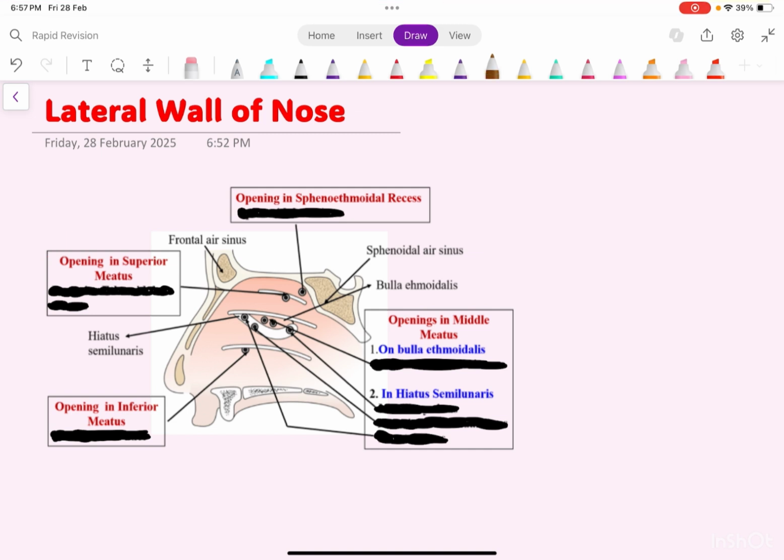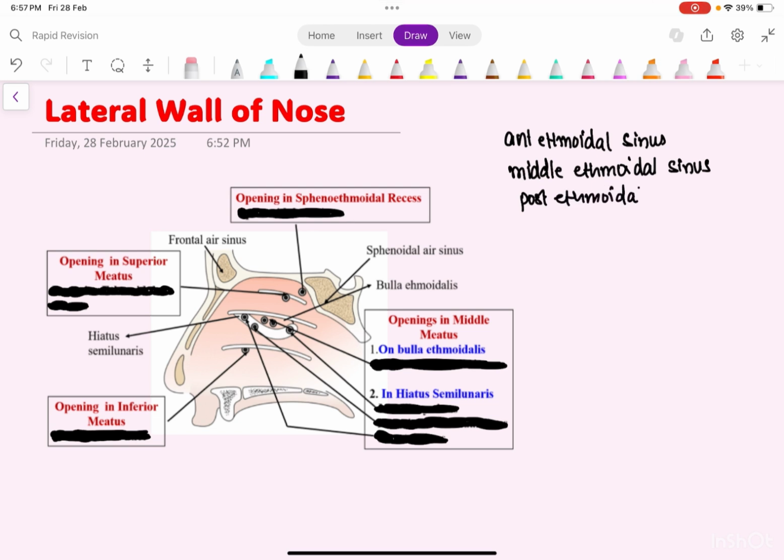First of all, we will talk about the openings. You should know the opening of the anterior ethmoidal sinus, then the opening of the middle ethmoidal sinus, then the opening of the posterior ethmoidal sinus, then the opening of the maxillary sinus, then the opening of the frontal sinus. Then you should know the opening of the nasolacrimal duct, where it is opening. These are the only questions that you will be asked. So let's start from the anterior ethmoidal sinus.